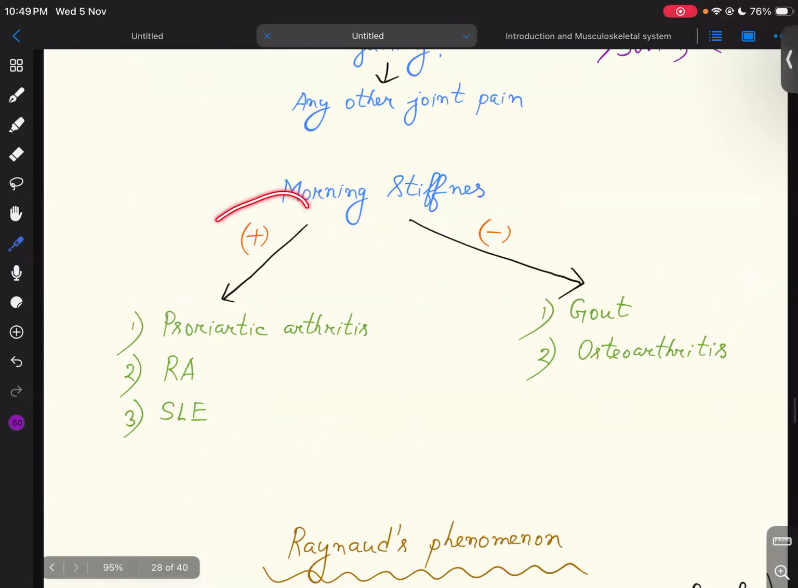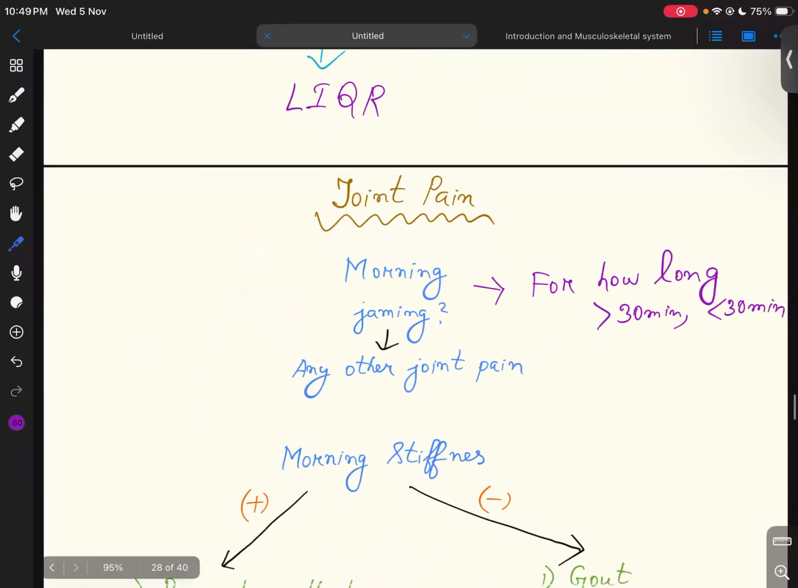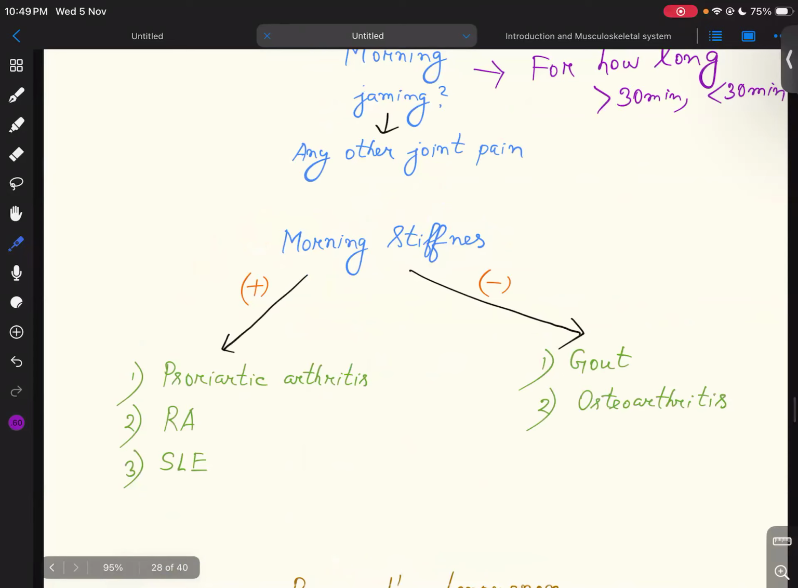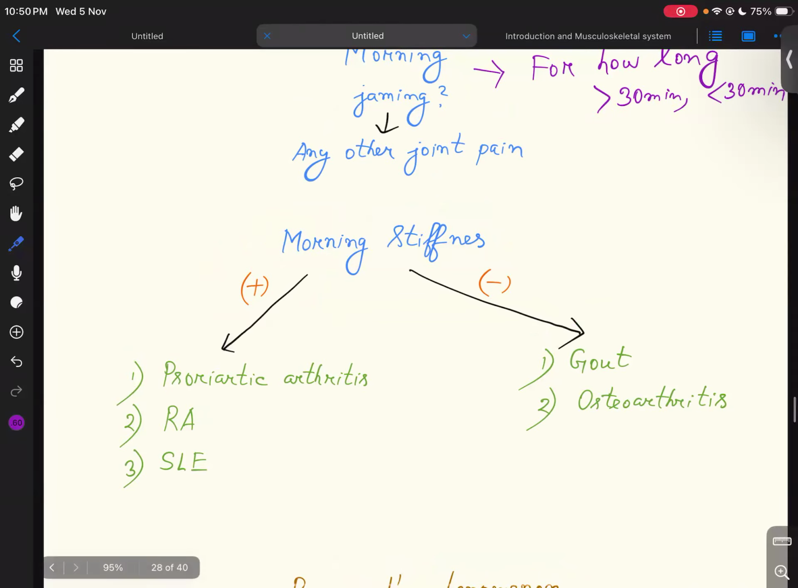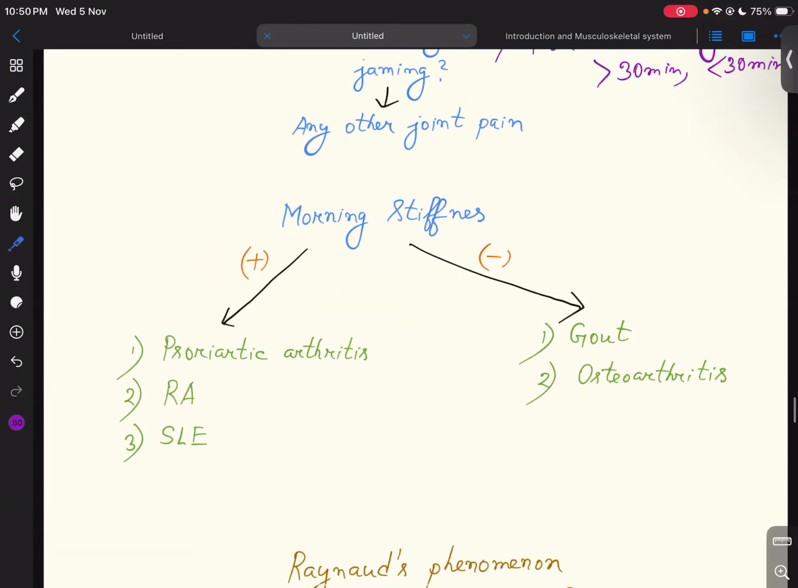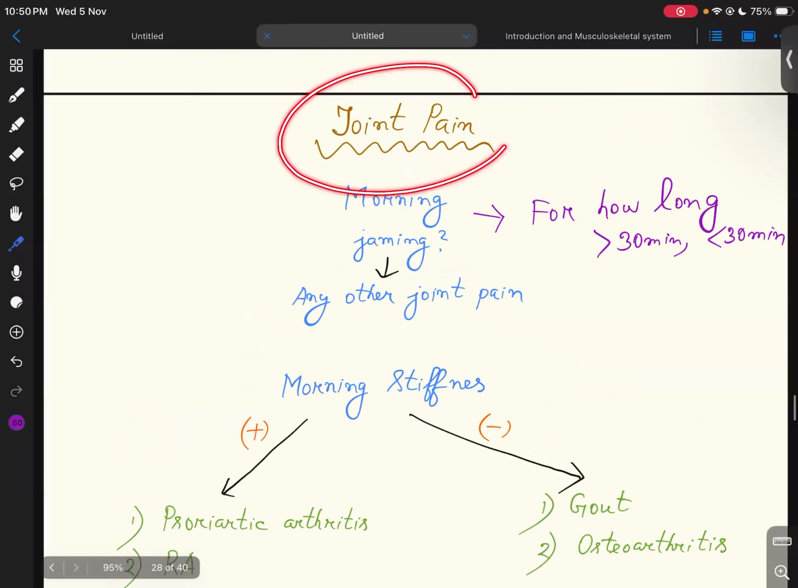So this is for the morning stiffness positive joint pain, that is inflammatory small hand pain. And for gout, we have to ask about diuretics, alcohol, and family history plus psoriasis. And in osteoarthritis, we have to ask about the profession of the patient. And it will be evident from seeing the patient whether it is osteoarthritis or not, because typically the patient will have Heberden's node or Bouchard's node. And these are the cases given during the practice session. You will get this case. So these are the differential diagnoses for joint pain.